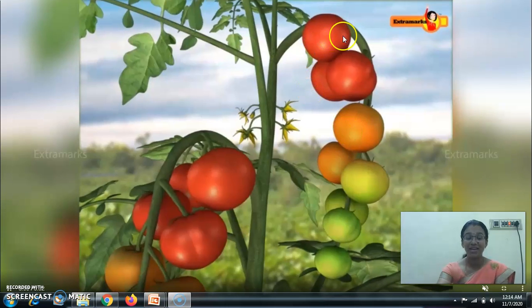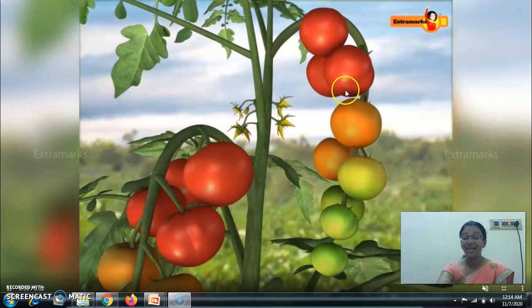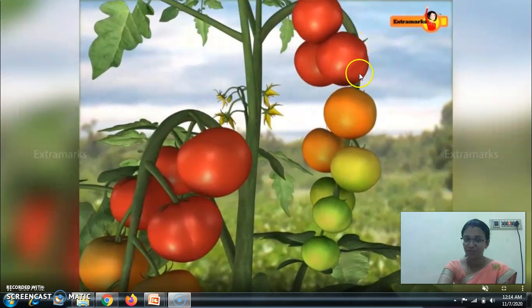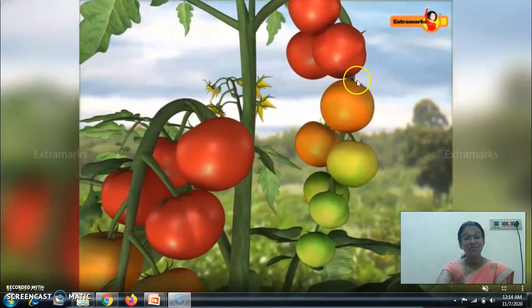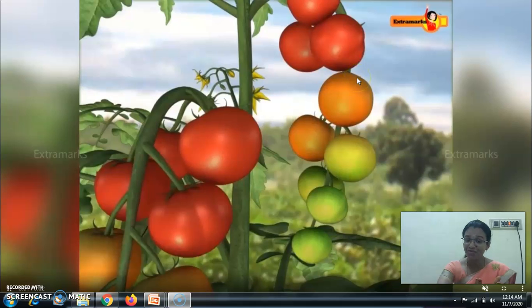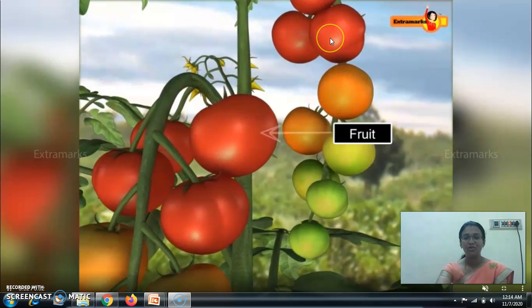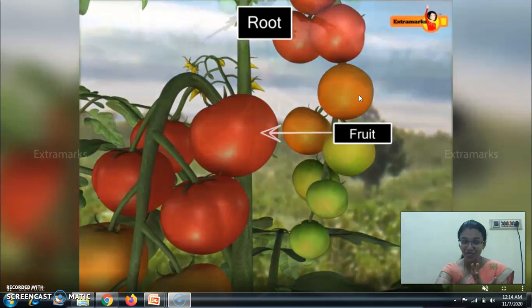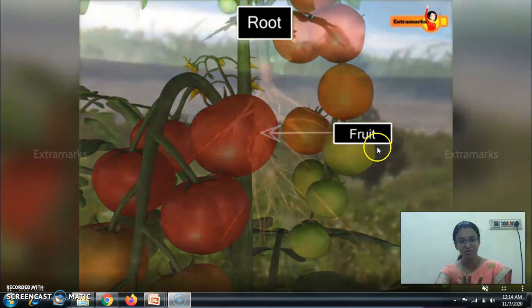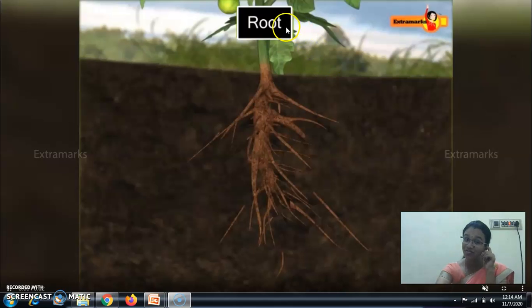And then we have fruits. The next thing is the fruit. Where do we get fruits? From flowers. We use fruits for eating. It helps us to give us the required things. So these are all the parts of plant. What are they? Root, stem, leaf, flower and fruit. So what is the first one? Root.